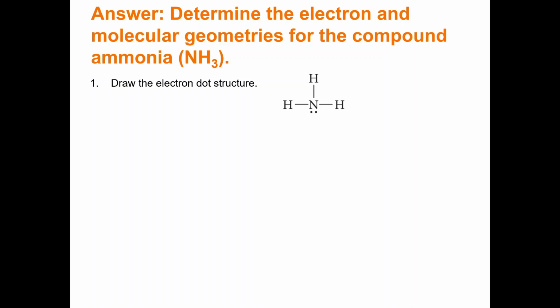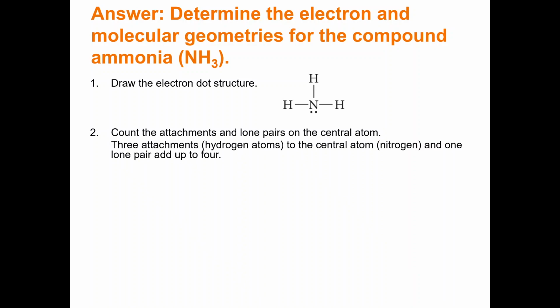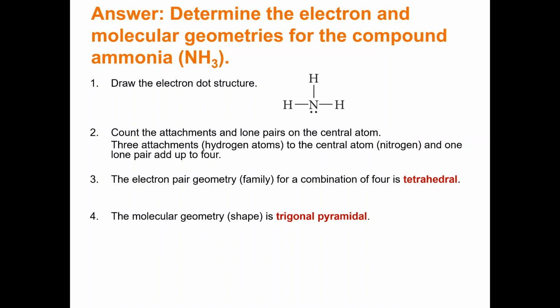Okay, so hopefully you were able to come up with this Lewis structure for NH3. Go back and make sure you can draw Lewis structures pretty easily. Count the attachments and lone pairs. I have 3 bonding pairs and 1 lone pair. We're looking for electron and molecular geometry. I have 3 attached hydrogens and a lone pair. For electron geometry, I have 4 electron domains, so that's going to be tetrahedral. Then I have 3 bonding pairs, so that would give me trigonal planar.